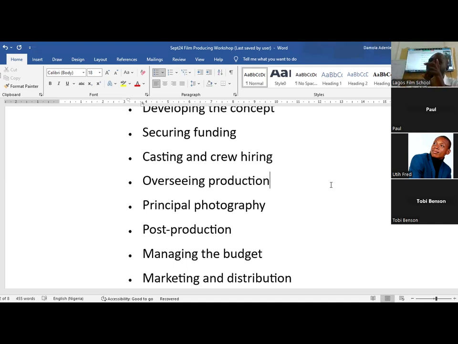Pay maximum attention to scheduling for your film. I think I can move on from scheduling now. Good. Same for budgeting. Let me drop this here.